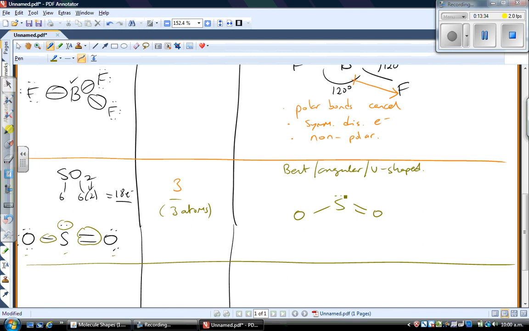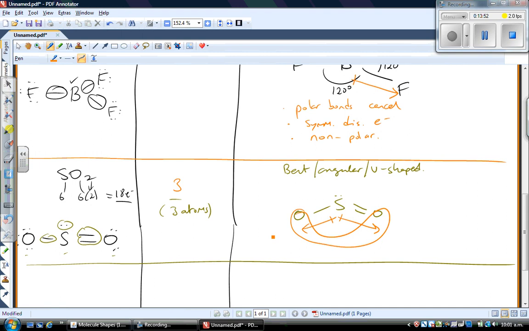Lone pair still up there. Now, to talk about the polarity of this compound, well, the sulfur is not as electronegative as the oxygen. So you can see here that the dipoles are not cancelling each other out because they're both pulling down towards the same end of the molecule.